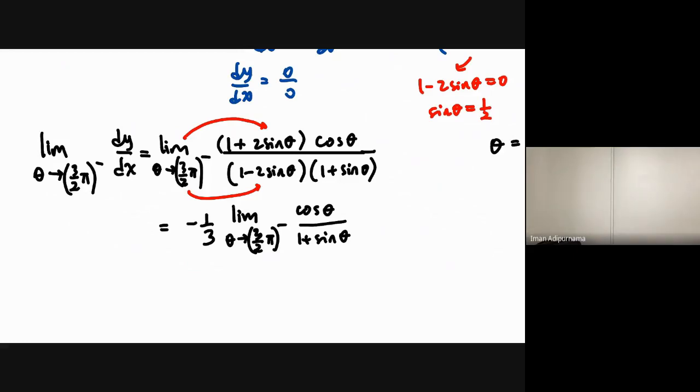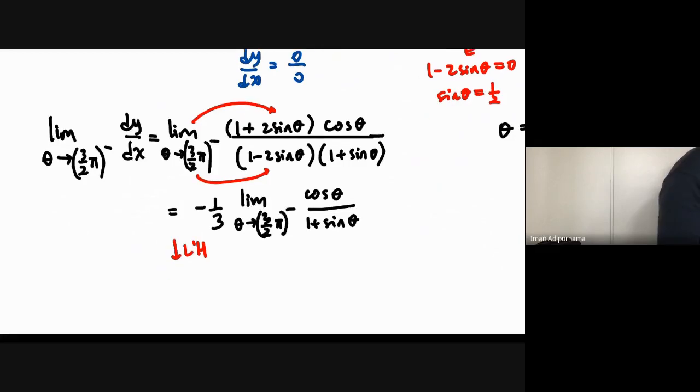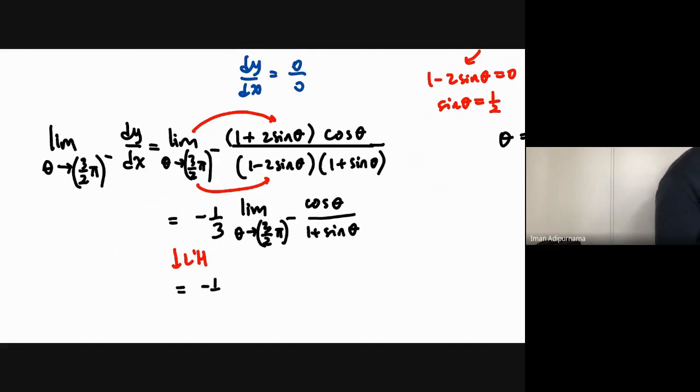Now, if we plug in 3 over 2 pi into cosine and into sine, it will be 0 over 0. So because it is 0 over 0, and we already solved the other part, we can use L'Hopital's rule. And it will be 3.